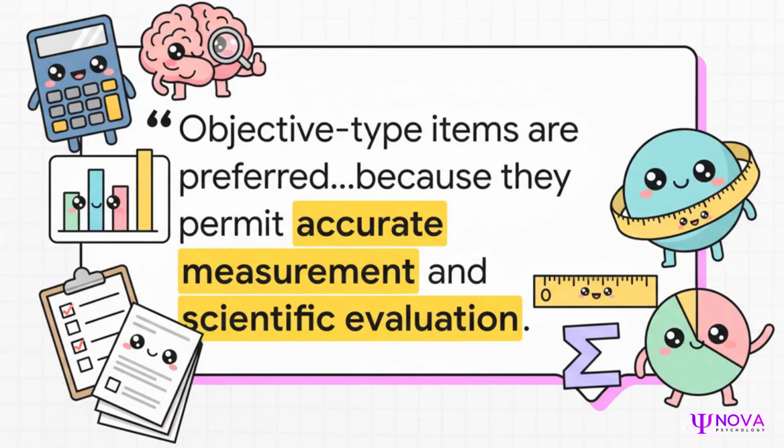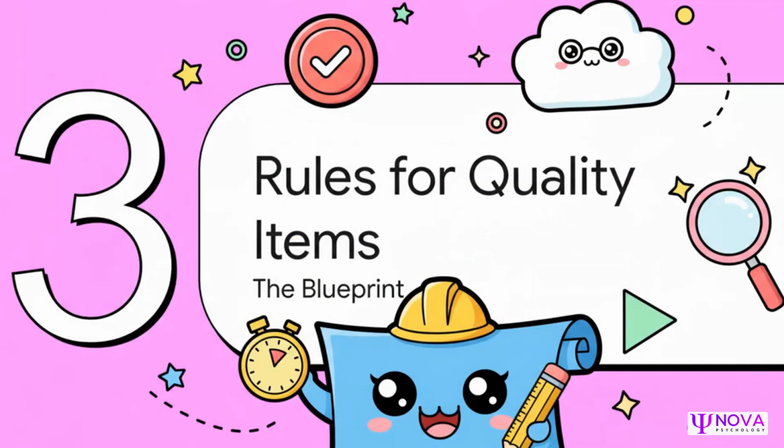This is exactly why, as psychometricians like A.K. Singh point out, objective items have become the gold standard for most big psychological tests. Their structure is just perfectly suited for the heavy-duty statistical models we use, things like classical test theory and item response theory that you absolutely need to prove a test is reliable and valid. So, since objective items are so common, how do we actually build them well? It's not just guesswork, it's a process with some very clear rules.